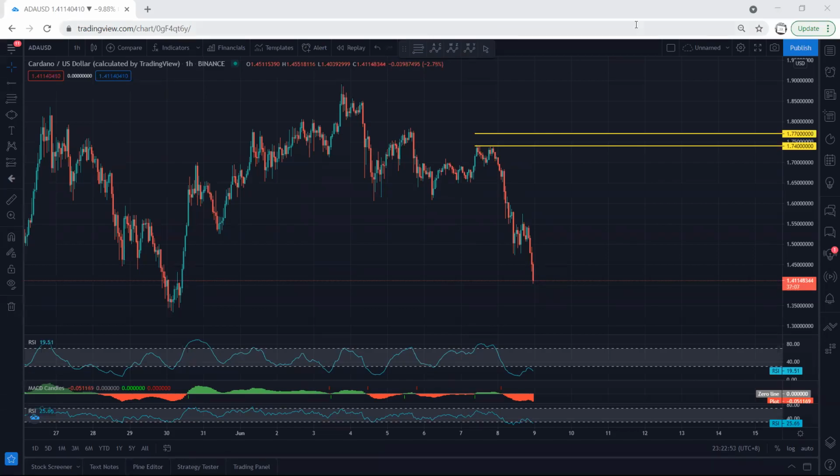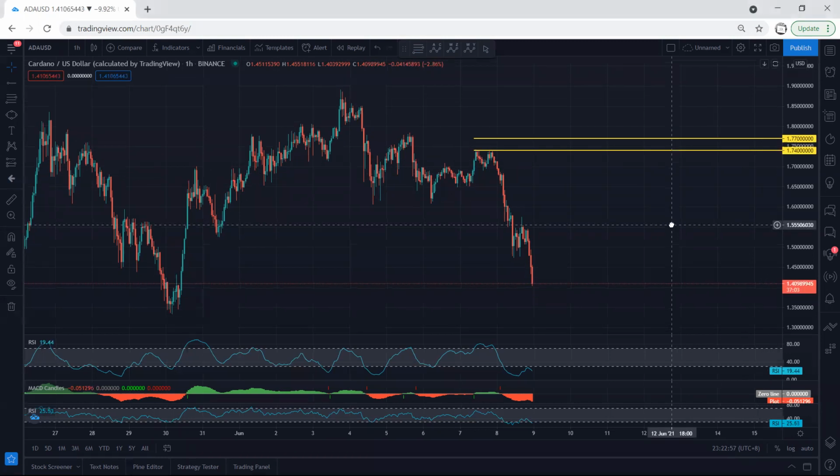ADA, we start with the 1 hour chart. You want to see how we can look for a trade. First of all, if we refer to our analysis, since the price was within this move, we mentioned we want to see whether the price can break this soon or not. If not, we mentioned the price can drop.